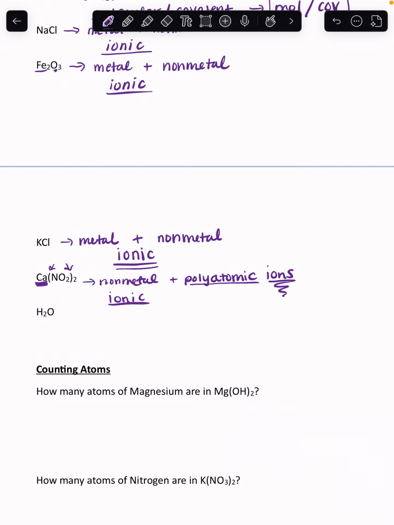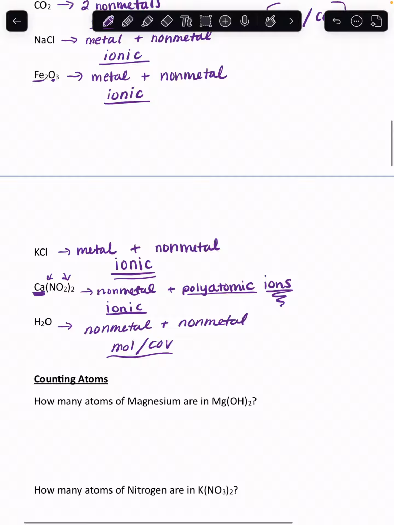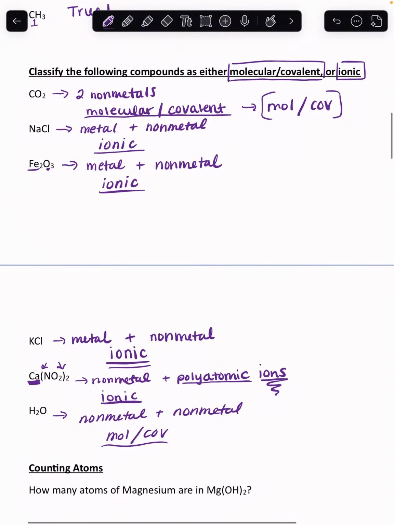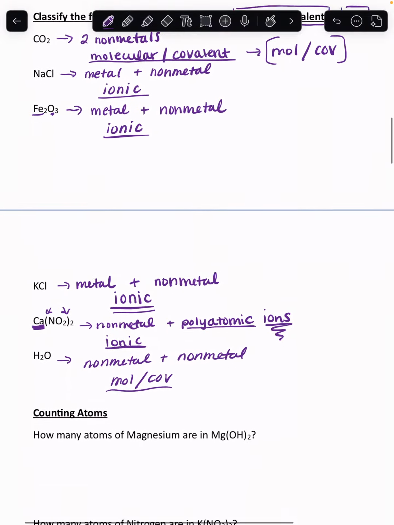All right, anyway. H2O. We've seen this. It's water, right? Hydrogen, although it's on the left side of the table, is a nonmetal. And oxygen is also a nonmetal. So this will be a molecular / covalent compound. Nice. So that is your second section of the online exam.